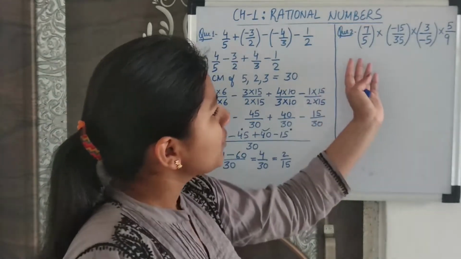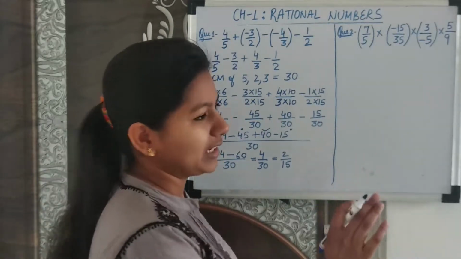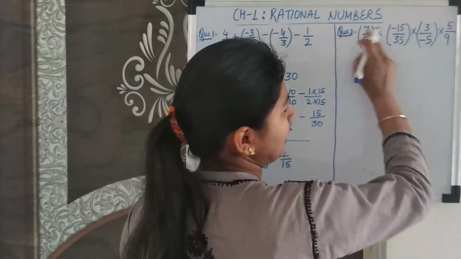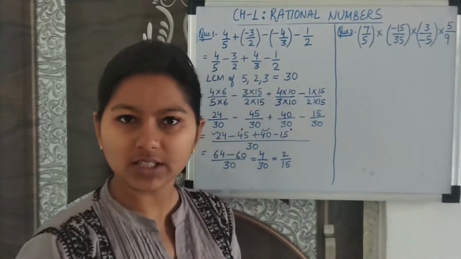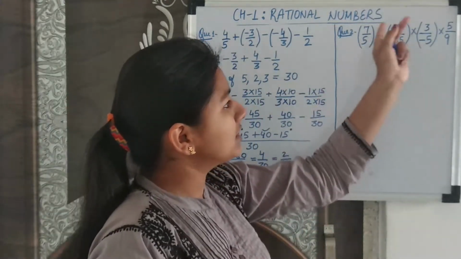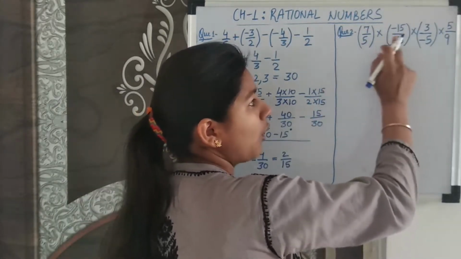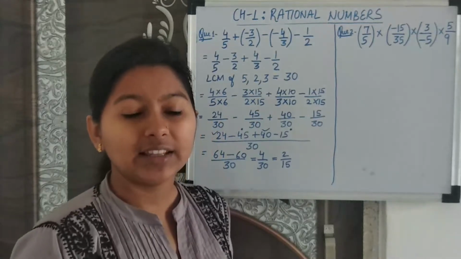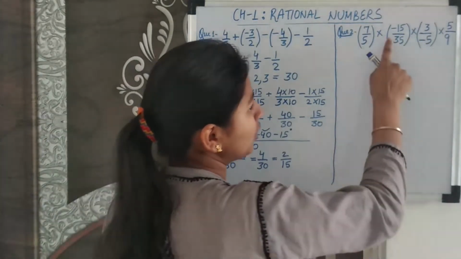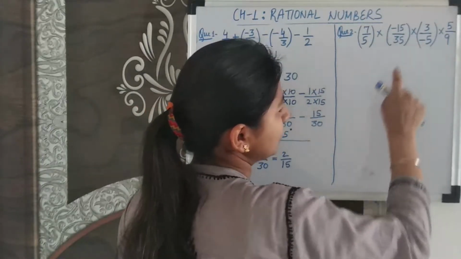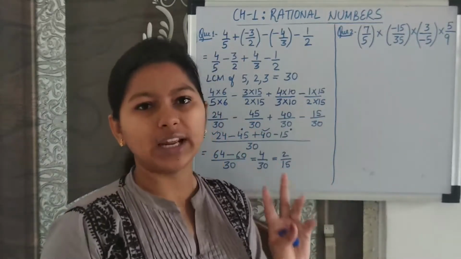Similarly, here you can see it's simply multiplication. In multiplication, it's very clear that we have to multiply all the numerators together and all the denominators together. Now what about these symbols? We have to just count the number of negative signs, how many negative signs we have in all. This is one negative sign and this is another negative sign, so I have in total 2 negative signs.